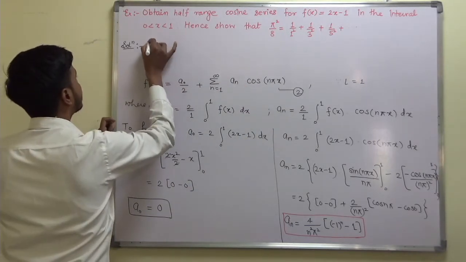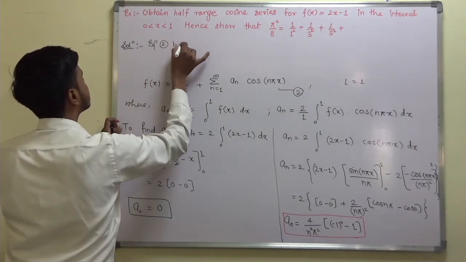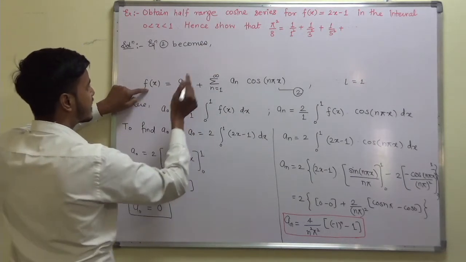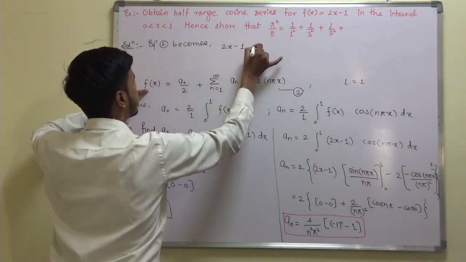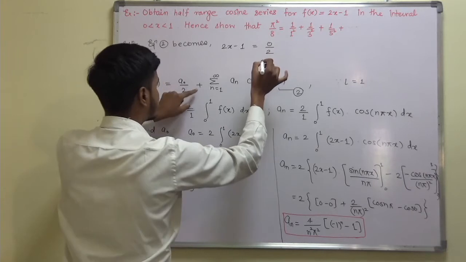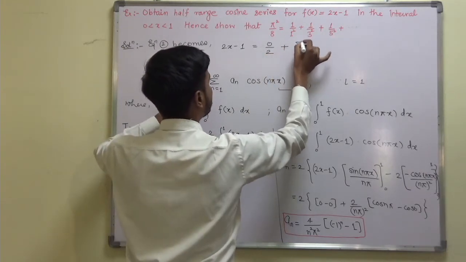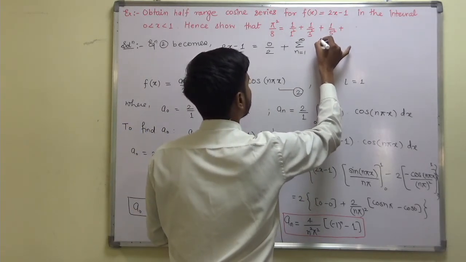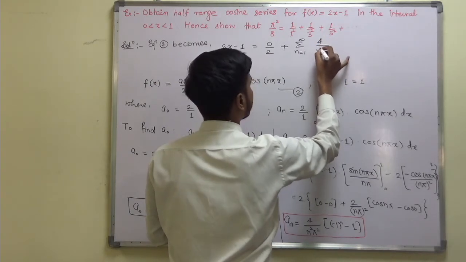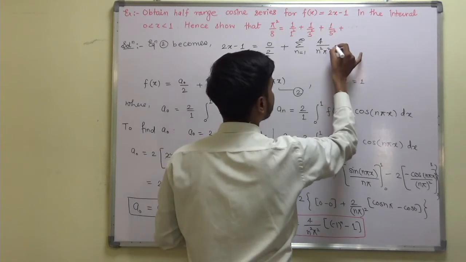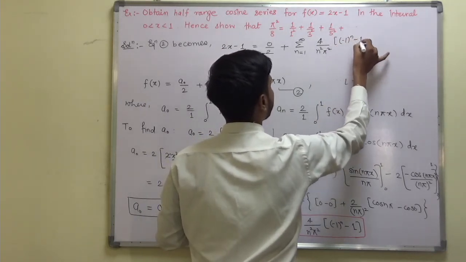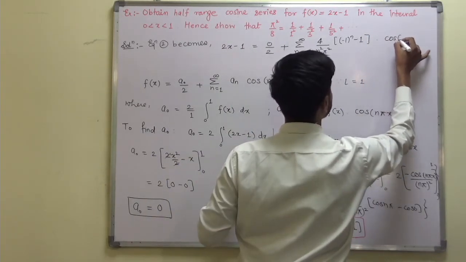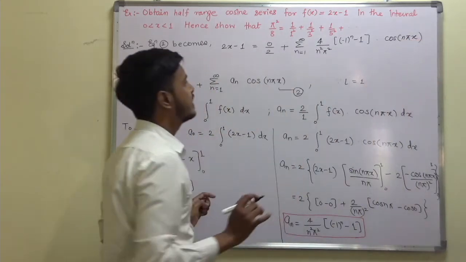After substituting the values of a0 and an, equation 2 becomes f of x, which is 2x minus 1, equal to a0 by 2 plus the summation from n equals 1 to infinity of an, which is 4 by n square pi square into minus 1 to the power n minus 1 into cos n pi x, since this is the cosine series. Okay, this is my result.